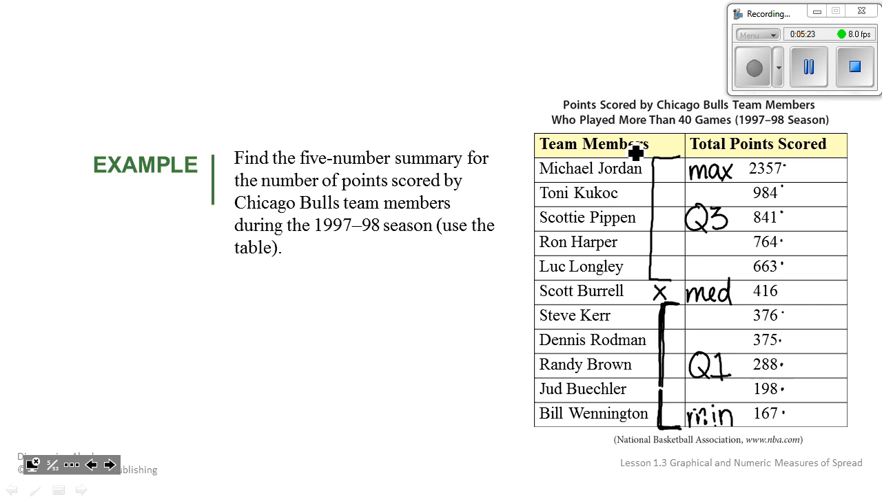So our 5-number summary is going to be minimum of 167, Q1 of 288, median of 416, Q3 of 841, and a max of 2,357.